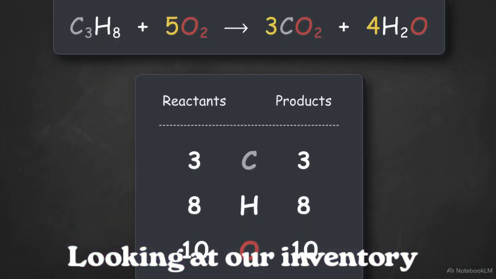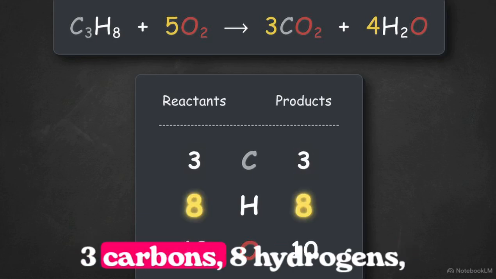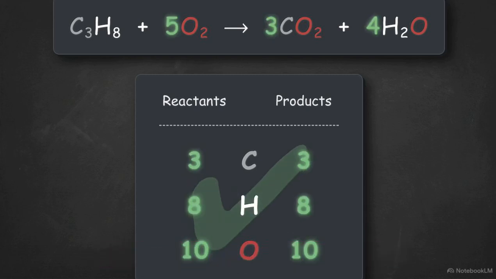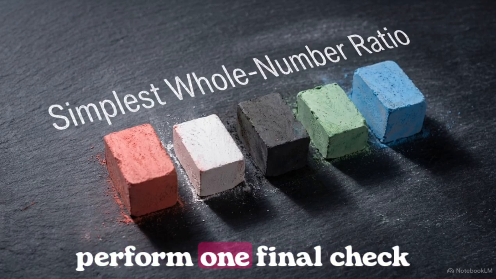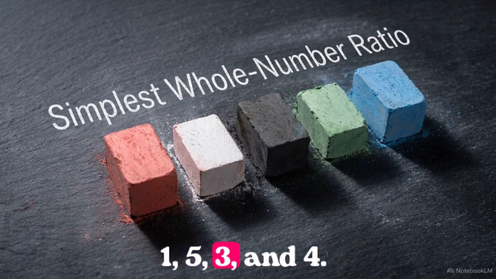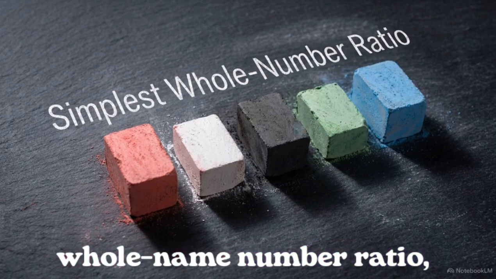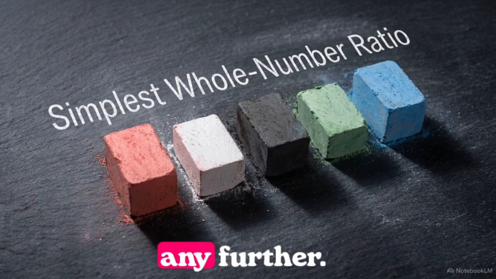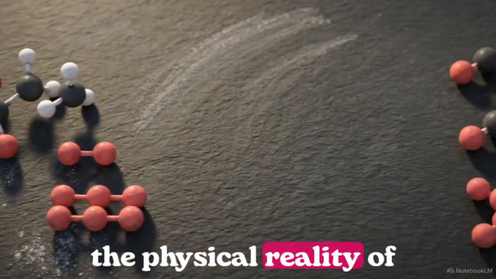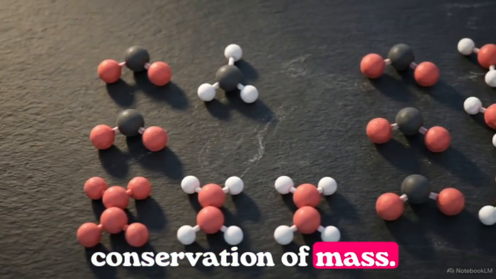Looking at our inventory columns side by side, we can confirm the math. 3 carbons, 8 hydrogens, and 10 oxygens on both sides of the reaction. Before we finish, we perform one final check on our active coefficients: 1, 5, 3, and 4. These numbers are in their simplest whole number ratio, meaning they cannot be mathematically reduced any further. The numbers on the page now accurately reflect the physical reality of the reaction. We have completely satisfied the law of conservation of mass.